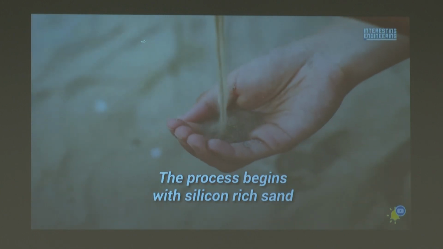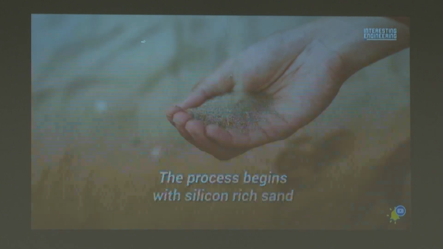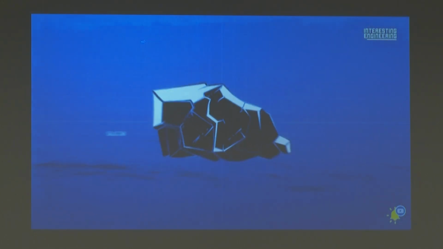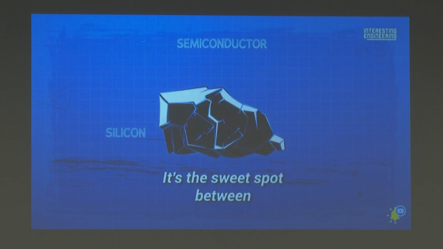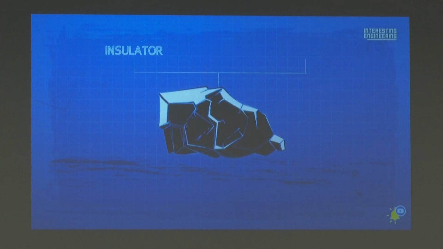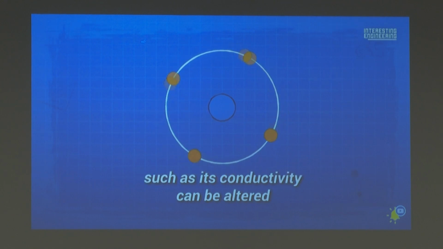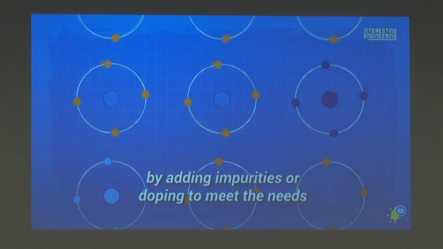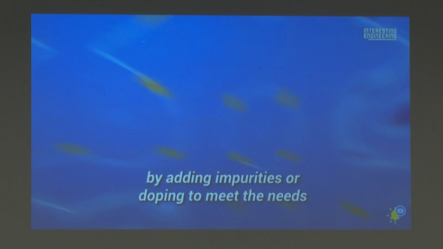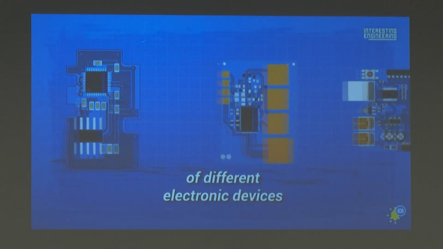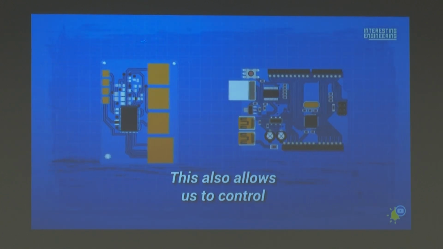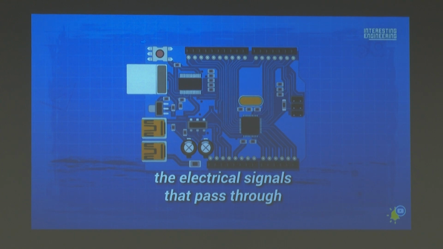The process begins with silicon-rich sand. Why silicon? Silicon is a semiconductor. It's the sweet spot between an insulator and a pure conductor. That means its properties, such as its conductivity, can be altered by adding impurities, or doping, to meet the needs of different electronic devices. This also allows us to control the electrical signals that pass through.